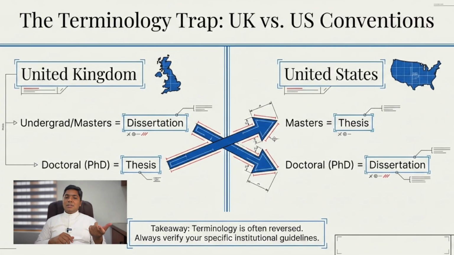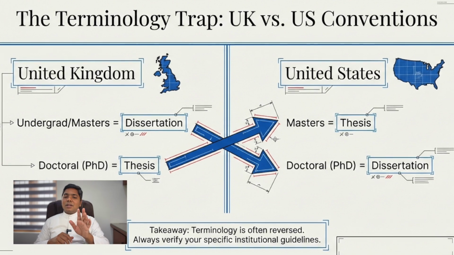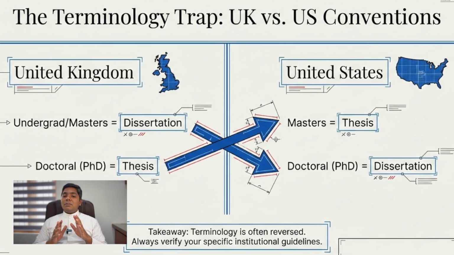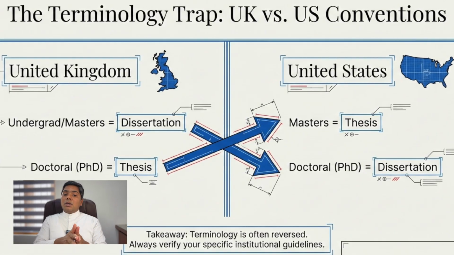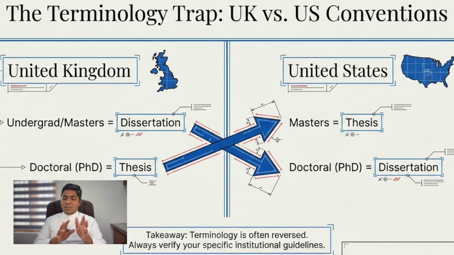In American English, this is often reversed. Americans might call their master's work a thesis and their doctoral work a dissertation. Hope you got the difference. For this course, we will follow the British convention since that is most relevant to your context. Dissertation for master's level and thesis for doctoral level.